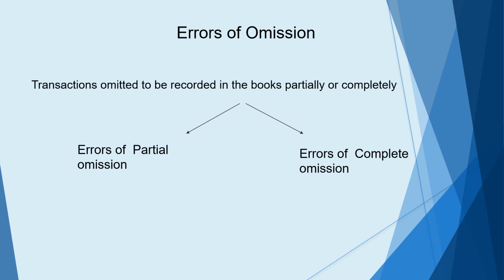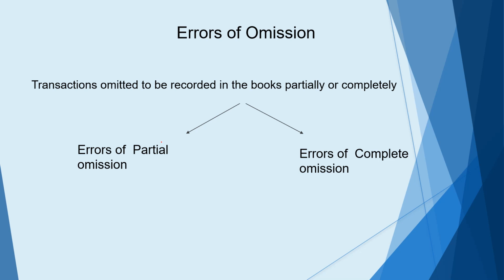When the transactions of a business are omitted to be recorded in the books of accounts, and the omission can be partial or complete, that type of error is classified under the category of errors of omission. From this we understand that there are two types of errors of omission that you can come across.